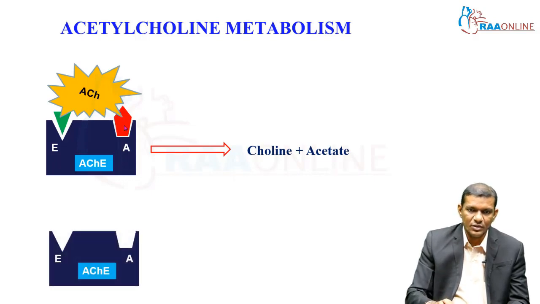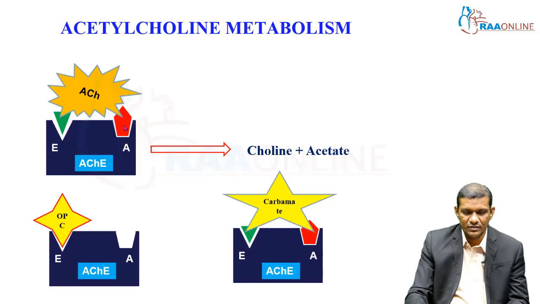Now the other two categories of drugs which you are going to see are organophosphorus poisoning and carbamate poisoning. What is the difference between these two? Organophosphorus poisoning binds only to the esteratic site and acetylates the enzyme through covalent bonds, so it is irreversible. Both the enzyme and the organophosphorus substance have to be destroyed and a new enzyme has to be generated. That is the one important thing.